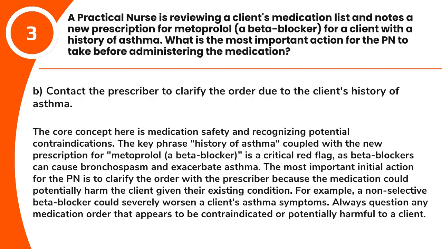The most important initial action for the PN is to clarify the order with the prescriber because the medication could potentially harm the client given their existing condition. For example, a non-selective beta blocker could severely worsen a client's asthma symptoms. Always question any medication order that appears to be contraindicated or potentially harmful to a client.